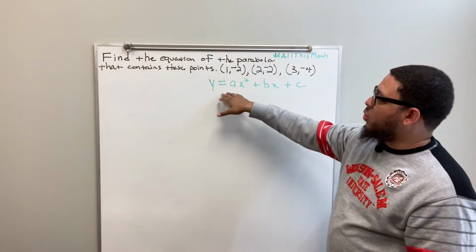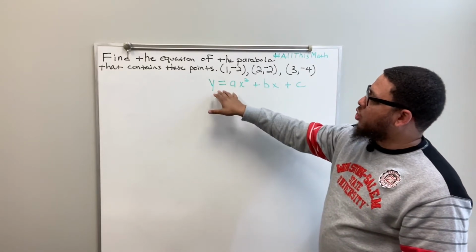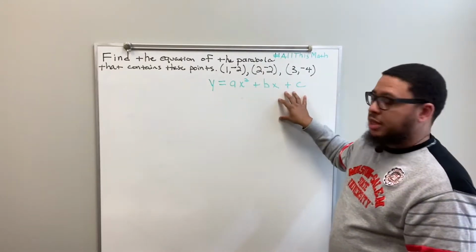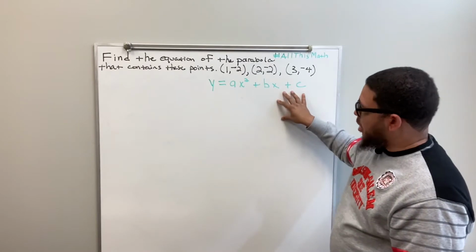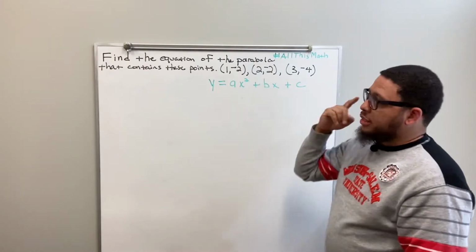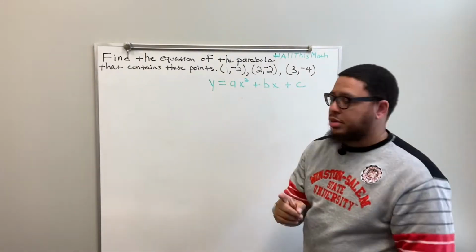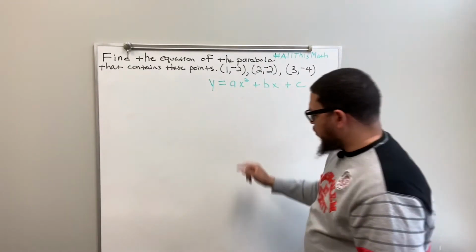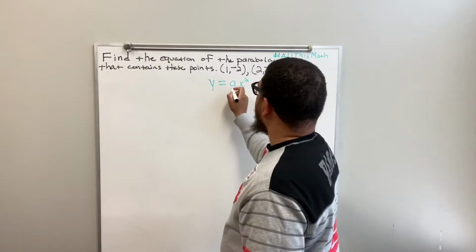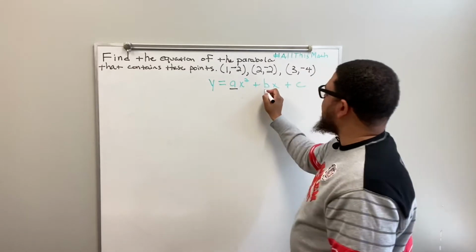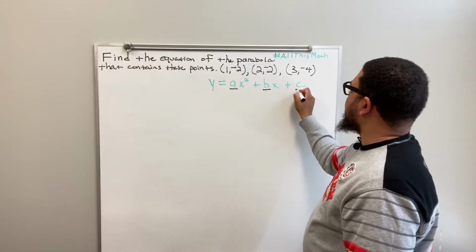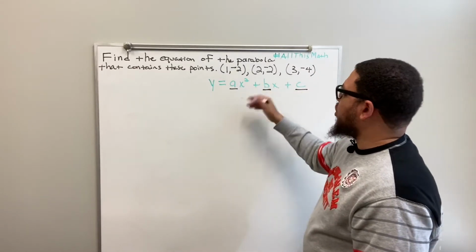This is our end goal. Our end goal is to figure out an equation that looks like this. It's got to look like this. All right. Now, the thing we're going to have to figure out in order to do that is what is our value of A, what is our value of B, and what is our value of C?